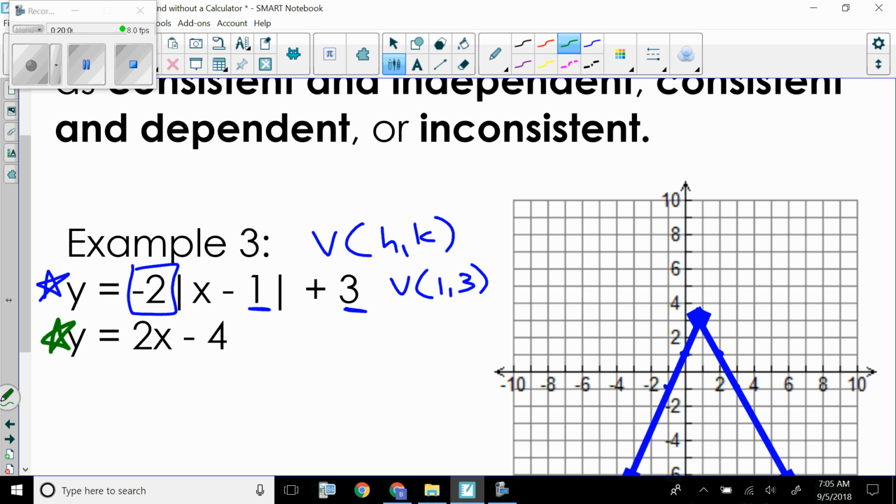Negative 4. Okay, negative 4 is down here. Up to 1, 2, right 1. Up 2, right 1. Up 2, right 1. Okay, now I've got to draw this line as straight as I possibly can.